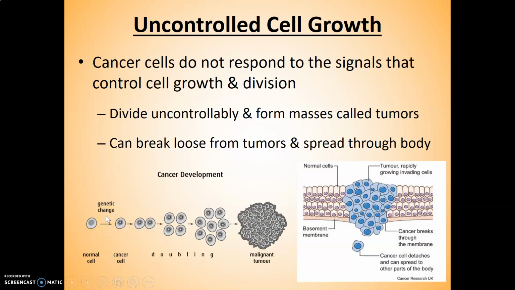So uncontrolled cell growth. Cancer cells do not respond to the signals that control cell growth and division. They will divide uncontrollably and form masses called tumors. They can break loose from tumors and spread throughout the body.